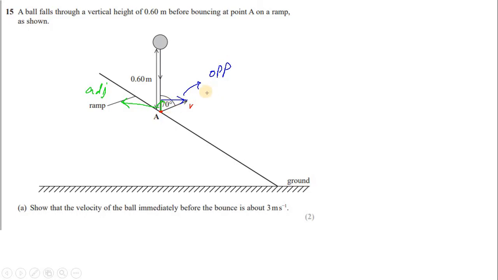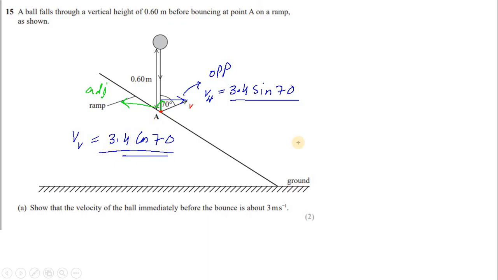So the horizontal component vH will be equal to 3.4, which is the velocity v that we found in the previous part, 3.4 sine 70. And the vertical component, acting upward, vV would be equal to 3.4 cos 70. So these are the expressions for the velocity: 3.4 sine 70 and 3.4 cos 70, yes, the vertical one.